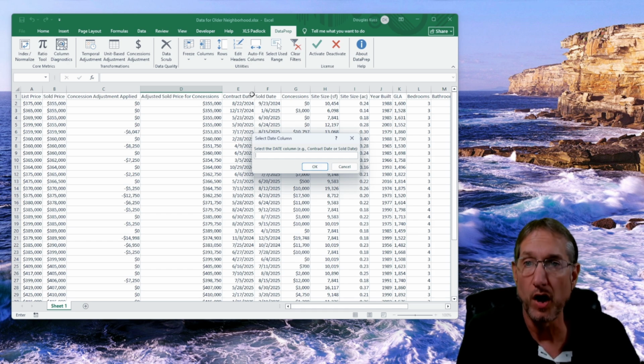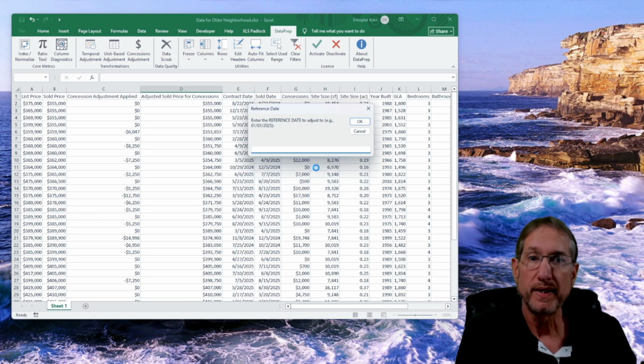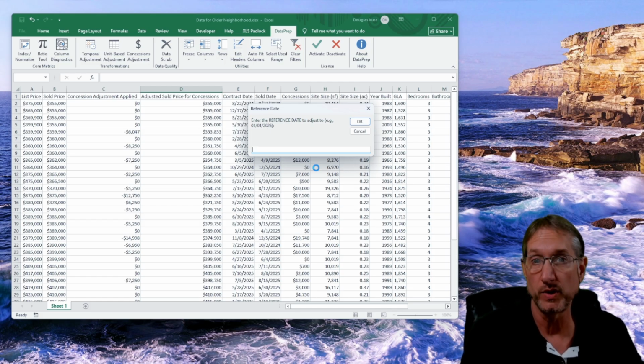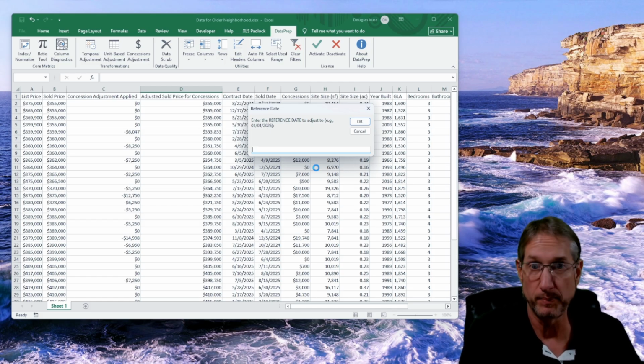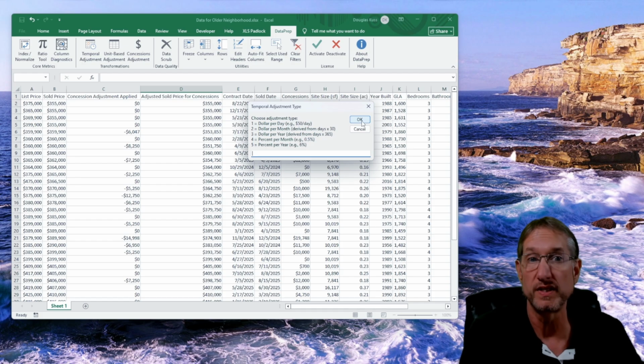I'm going to use the contract date, because that's when the prices were negotiated between the buyers and sellers. And it's also the same date basis we used to derive the time adjustment in the prior episode. Now I'm going to set the effective date to October 1st, 2025, which is the effective date of both of the data sets we've been analyzing. This keeps everything consistent across both neighborhoods.